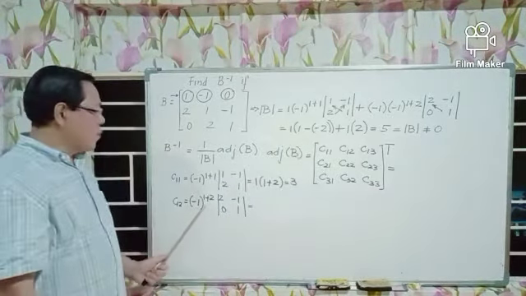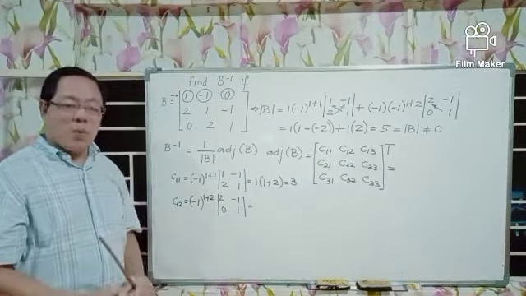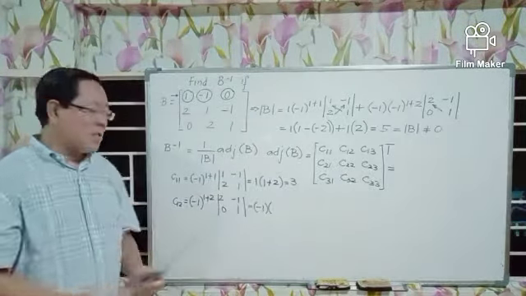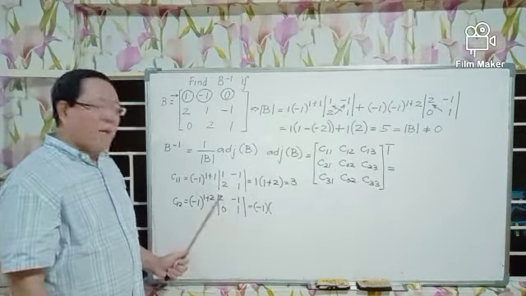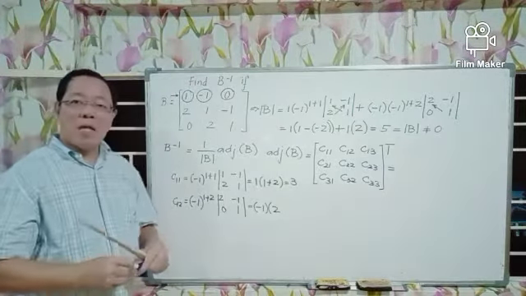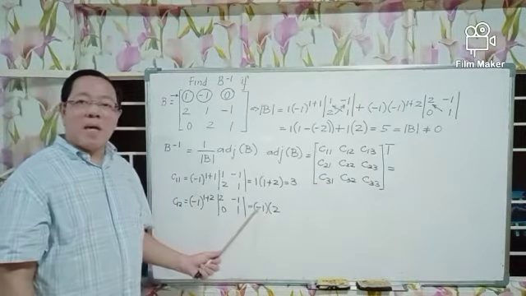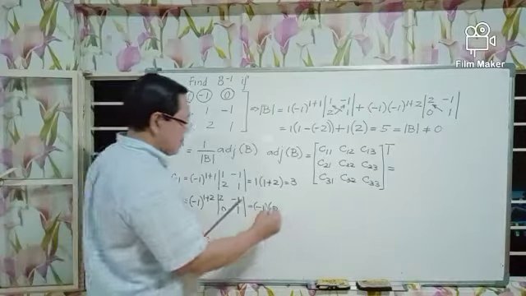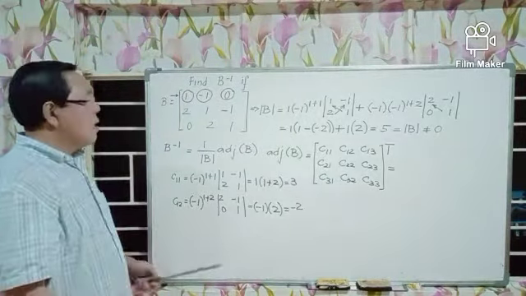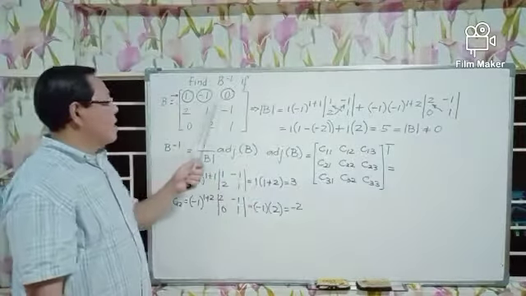And we simplify. Negative 1 raised to 1 plus 2 is equal to negative 1 raised to 3, and that's equal to negative 1. Multiplied by this determinant of order 2, 1 multiplied by 2 is 2. Minus 0 times negative 1 is 0. 2 minus 0 is 2. Multiplied by negative 1 is negative 2. Next, the cofactor of the element in the first row and third column of matrix B, and that's 0.